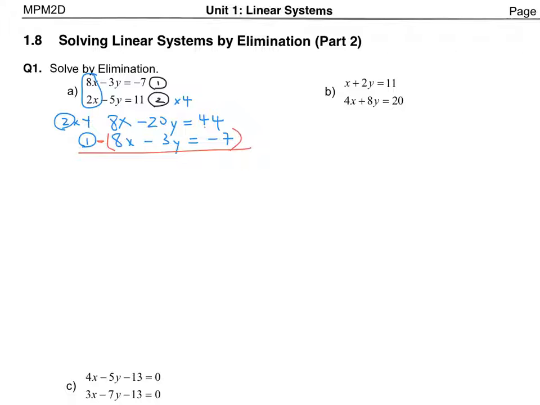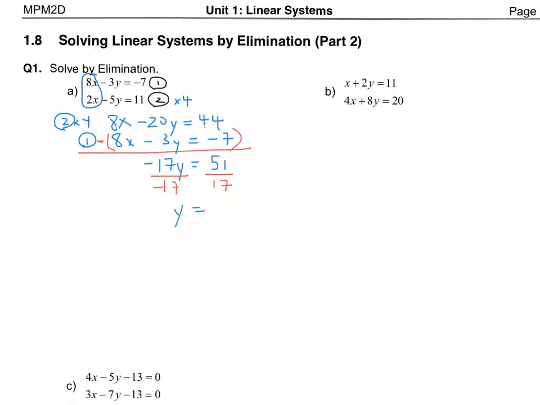So minus 20y, add 3y would be negative 17y. And then I have 44, and I'm going to take away the negative 7. So I really am adding 7 to 44. And when I do that, I get 51. And now we solve as usual. I'm going to divide both sides by 17. And I get that y is equal to 3.